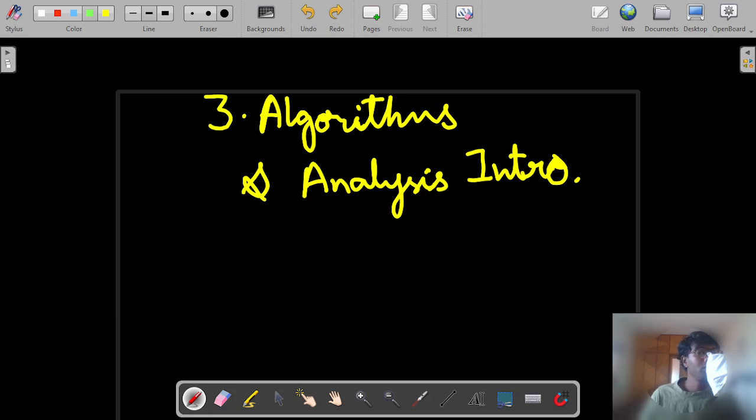Hello everyone. We are going to be learning algorithms and analysis introduction. This is part of our day 3 learning, and let us have a brief understanding of what an algorithm means. So, an algorithm is a series of step by step instructions to solve a specific problem.